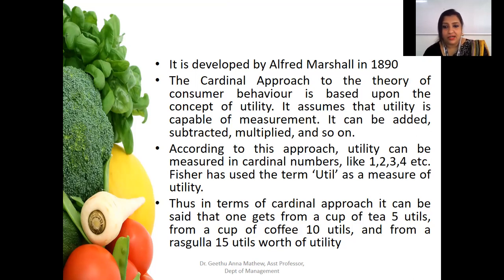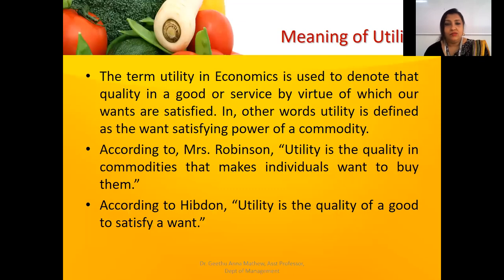Thus, in terms of the cardinal approach, it can be said that one gets from a cup of tea 5 utils, from a cup of coffee 10 utils, and from a rasgulla 15 utils worth of utility. Then what is this utility in detail? We'll see what utility is.